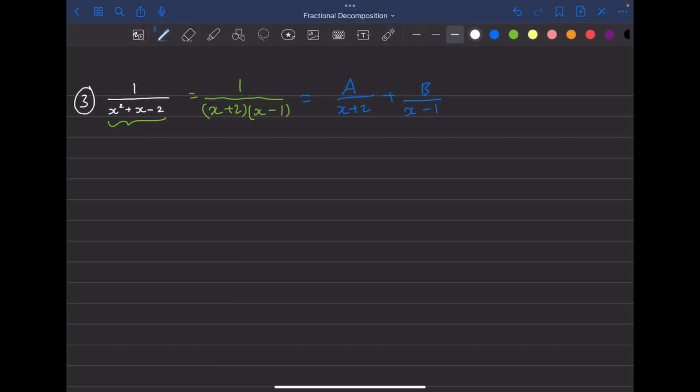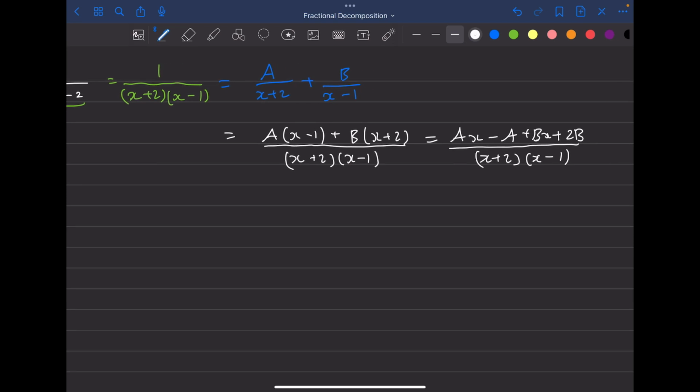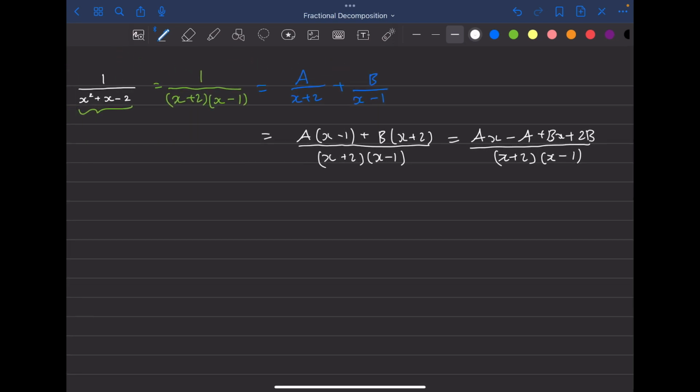So combine the fractions and have a common denominator. So this would be a times x minus 1 plus b times x plus 2 over x plus 2 times x minus 1. And now we can actually expand this and see what we get. So ax minus a plus bx plus 2b over x plus 2 times x minus 1. So now let's actually see what a and b are. We know that this entire thing should be equal to 1 because that's what the numerator of the original question was. So let's write that down.